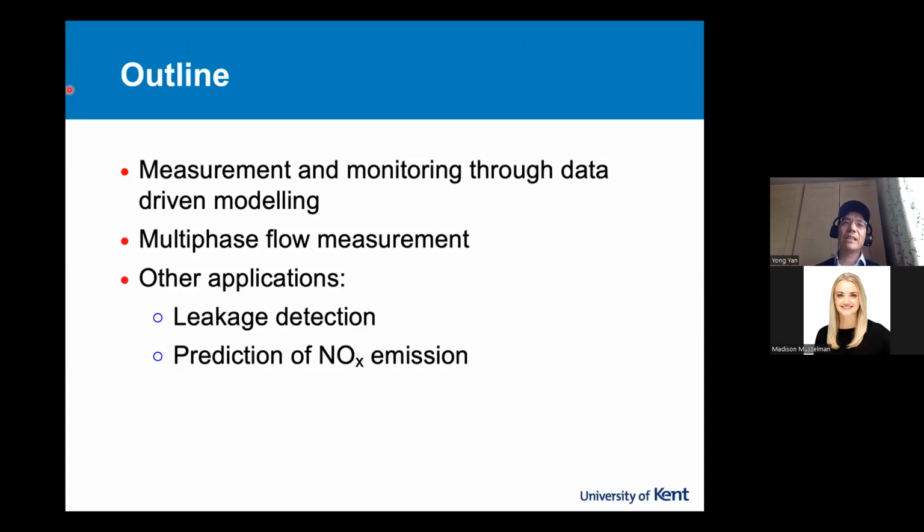Now, in the next 40 minutes, I will introduce the basic methodology. How do we use data-driven modeling to achieve measurement and monitoring? I use an example I'm quite familiar with, multiphase flow measurement. This measurement is quite difficult. There is no simple solution. Hence, data-driven modeling may offer an approach. In the meantime, I will also introduce other applications such as leakage detection. How do we predict NOx emissions from combustion processes?